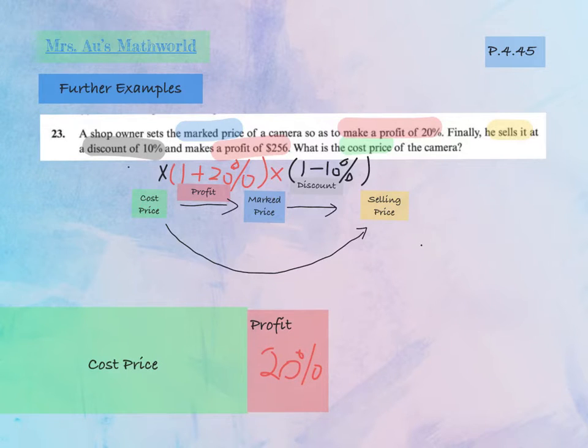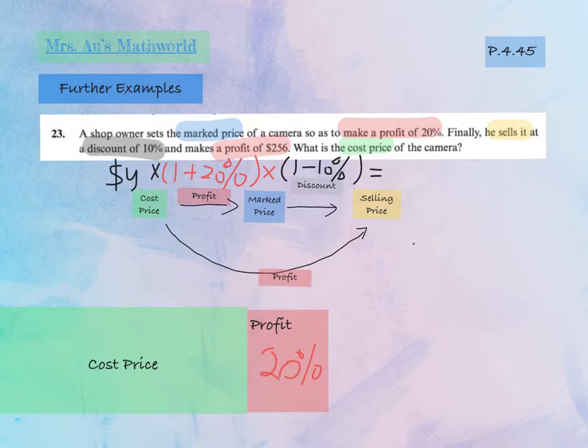So for the cost price, we don't know it, so let it be $Y. So cost price times the profit times the discount equals the selling price. But the selling price we actually don't know. But it says it had a profit of $256. That means the term profit appears again. Okay? So please be careful. So that means this graph is not useful here.